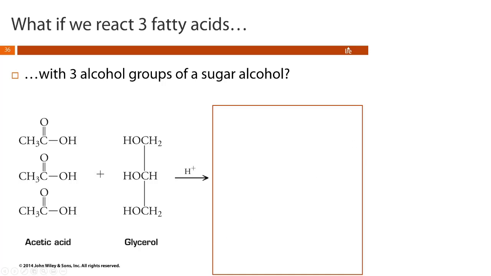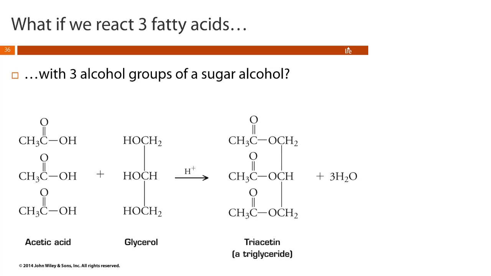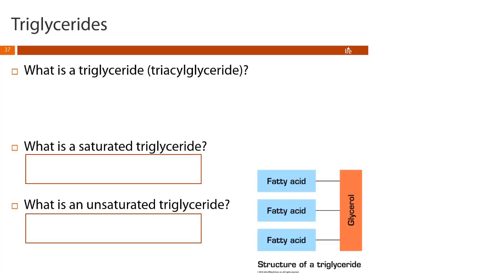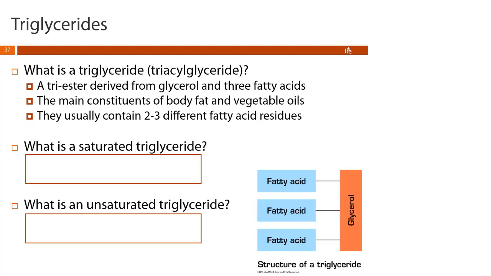If we do that, we're going to produce something you have probably heard of before, and that is a triglyceride. So what is a triglyceride? A triglyceride is a triester derived from the sugar alcohol glycerol and 3 fatty acids. It is the main constituent of both body fat and vegetable oils, and they usually contain 2 to 3 different fatty acid residues.